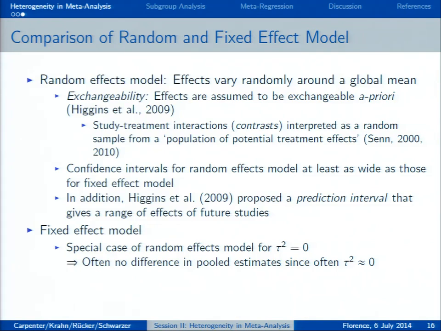If you think about it from a Bayesian perspective, you can calculate the posterior predictive distribution, and Higgins and colleagues in 2009 showed how you could use this to calculate a range of effects for possible future studies. And of course, the fixed effects model is a special case of the random effects model when there's no heterogeneity.